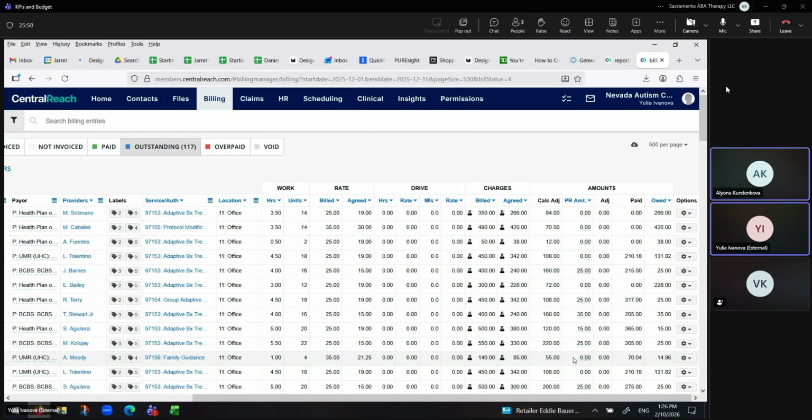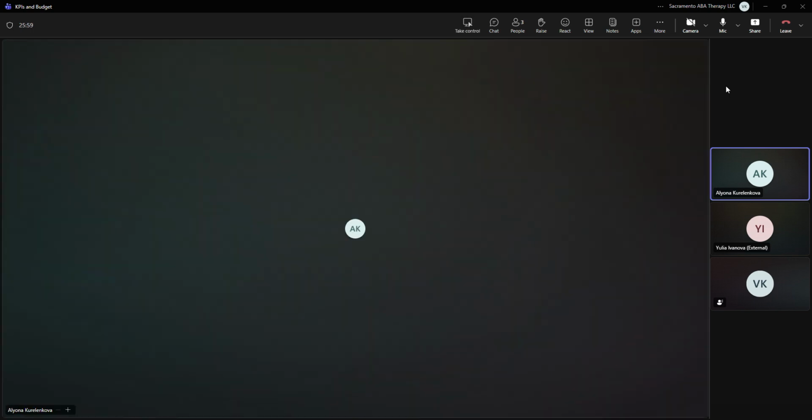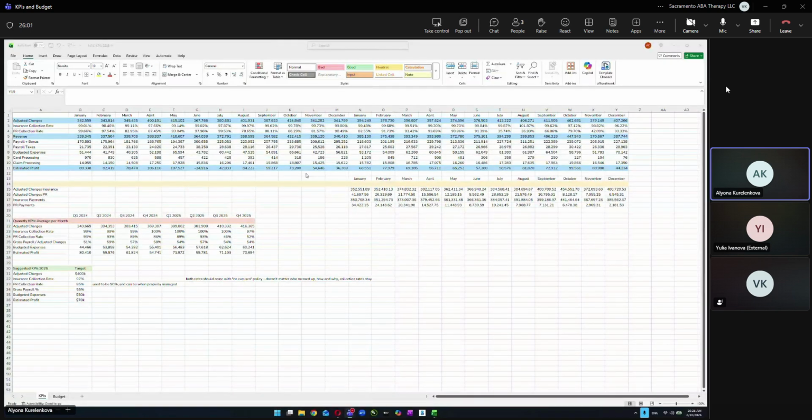Okay, now since we've seen all of it, let me share the KPIs. And Vladimir, this would be a good moment for you to pay attention to this too, because these are the things that actually impact the profit.